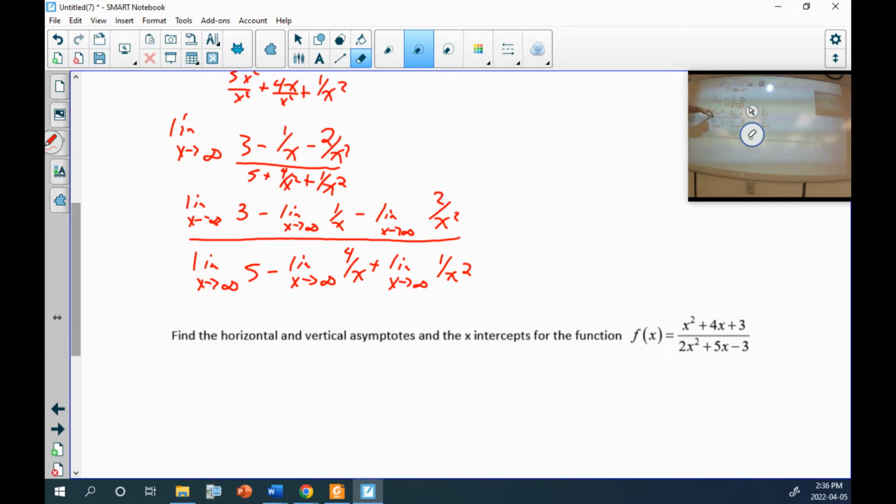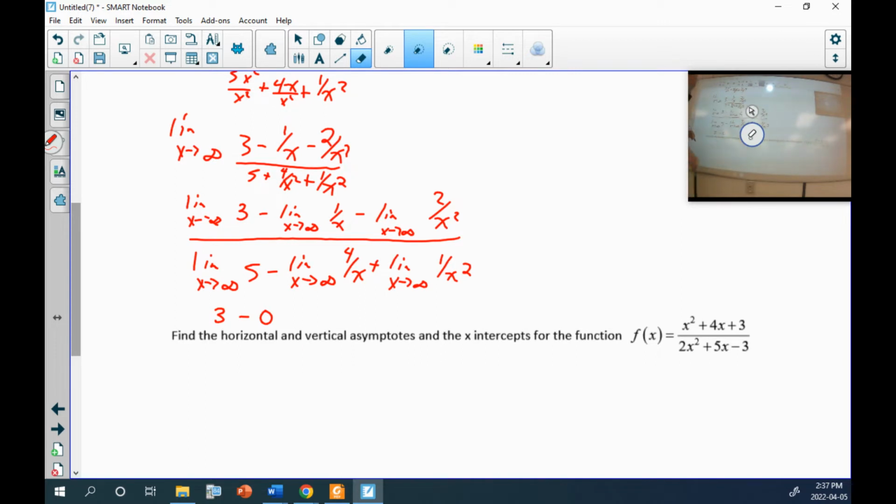The limit as x approaches infinity of 3 is 3. The limit as x approaches infinity of 1 over x is 0, right? As x gets bigger and bigger, this number gets closer and closer to 0. So I can replace this entire thing with 0.